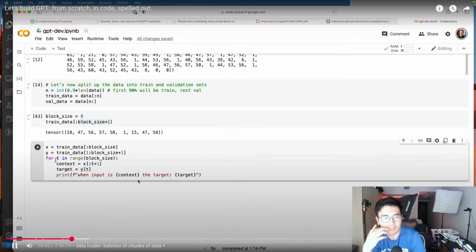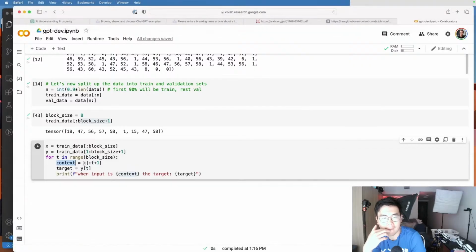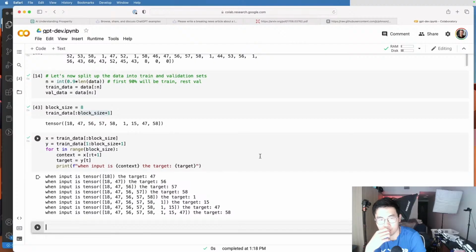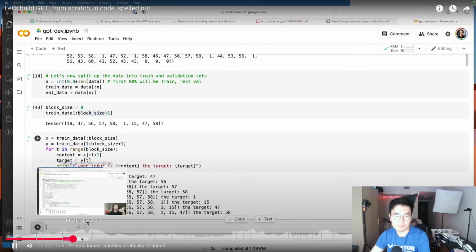And then here I'm iterating over all the block size of 8. The context is always all the characters in X up to t and including t, and the target is always the tth character, but in the targets array Y. So let me just run this. And basically it spells out what I said in words. These are the 8 examples hidden in one chunk.